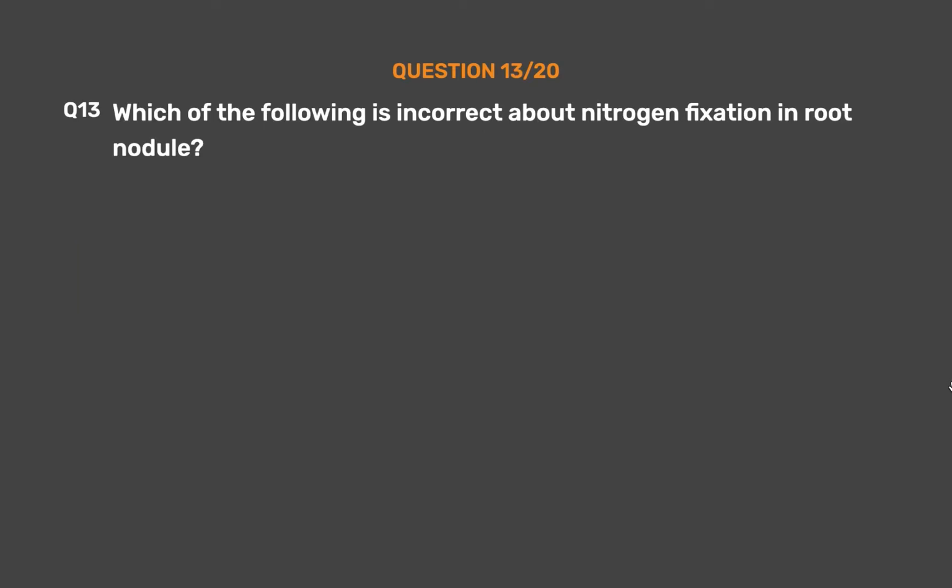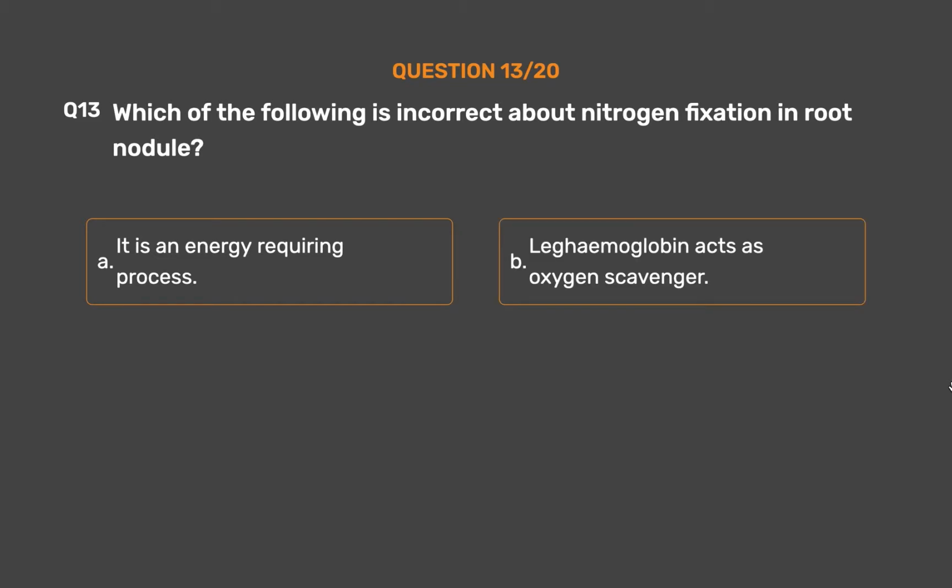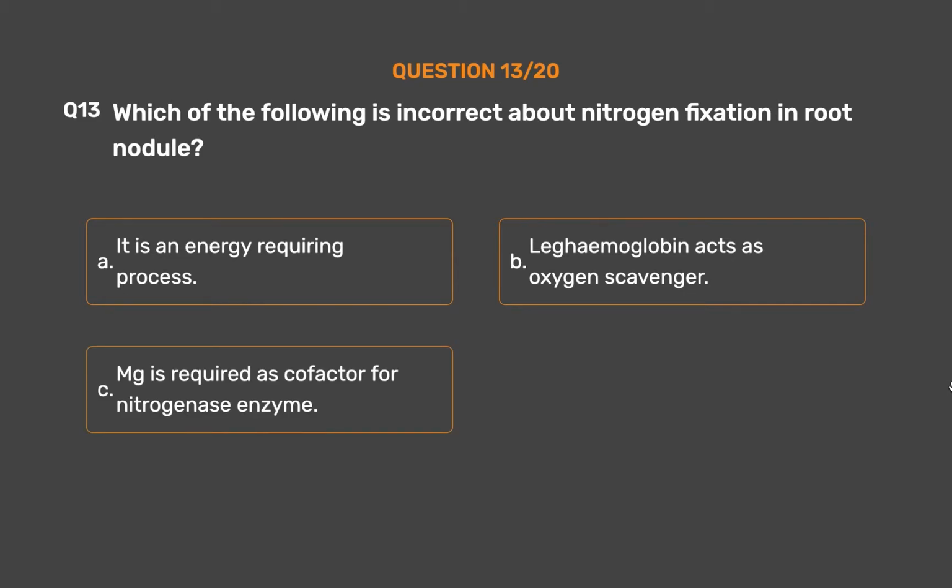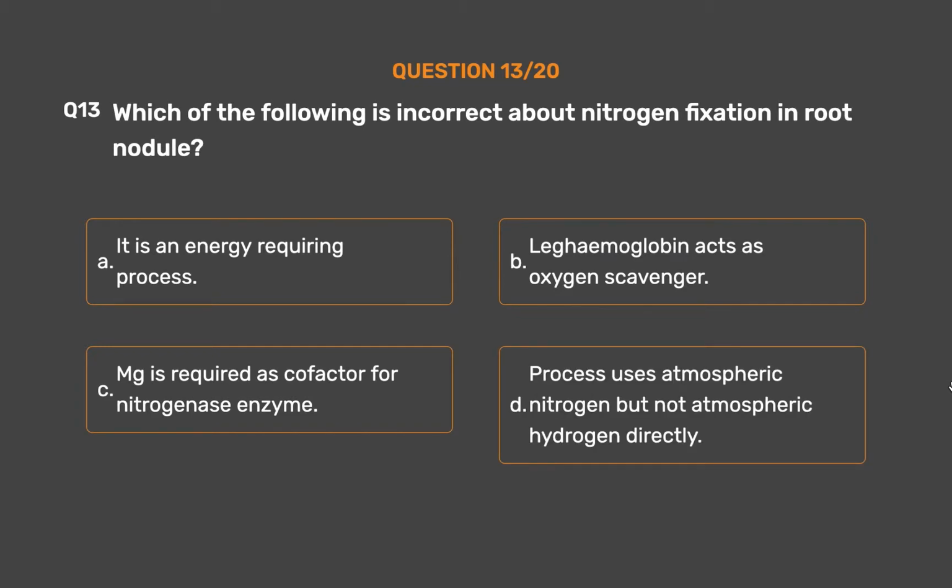Question number 13. Which of the following is incorrect about nitrogen fixation in root nodule? Option A. It is an energy requiring process. Option B. Leghemoglobin acts as oxygen scavenger. Option C. Mg is required as cofactor for nitrogenase enzyme. Option D. Process uses atmospheric nitrogen but not atmospheric hydrogen directly.